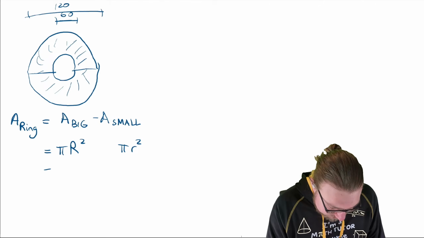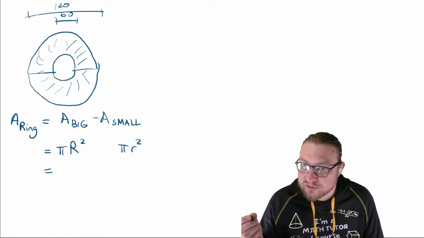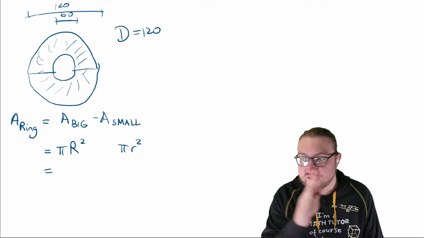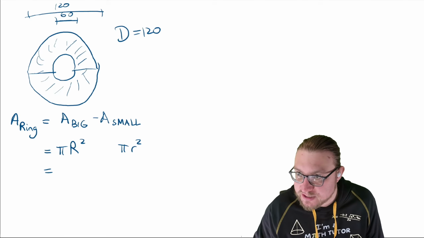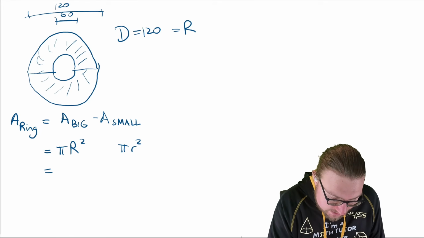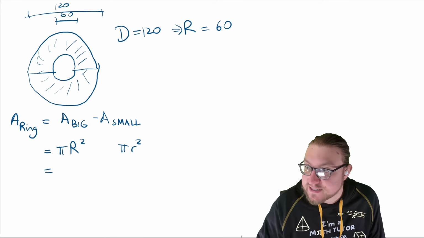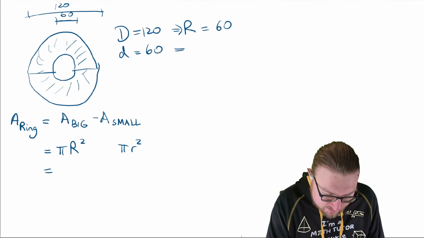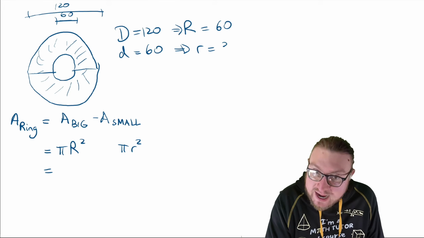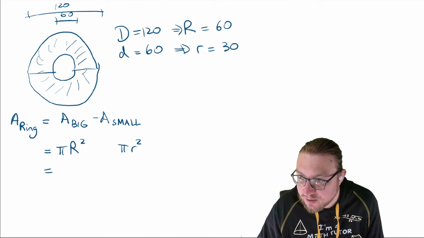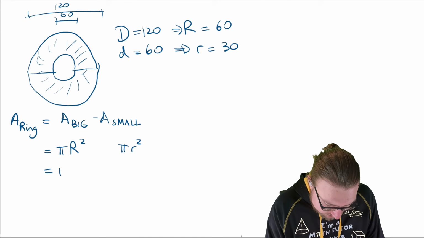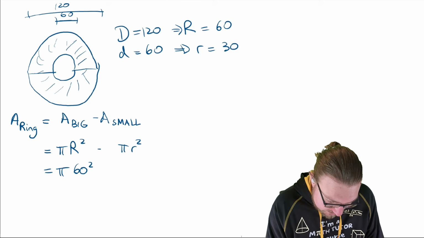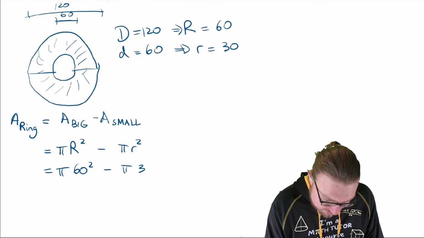Okay, let's put the values in. What is the radius for the big circle? Well, we have the big diameter is 120. That's across from one side to the other through the midpoint. So that means that our radius is going to be half. So that's 60. And we have the diameter of the small circle is 60. So again, we have a small radius of half, which is 30. So we can put all of those into our equation, pi times 60 squared, and of course the minus pi times 30 squared.